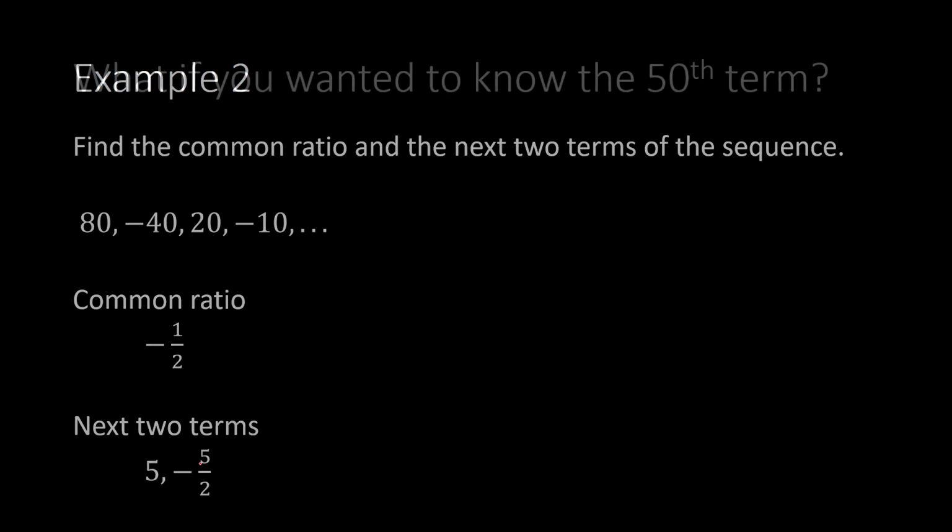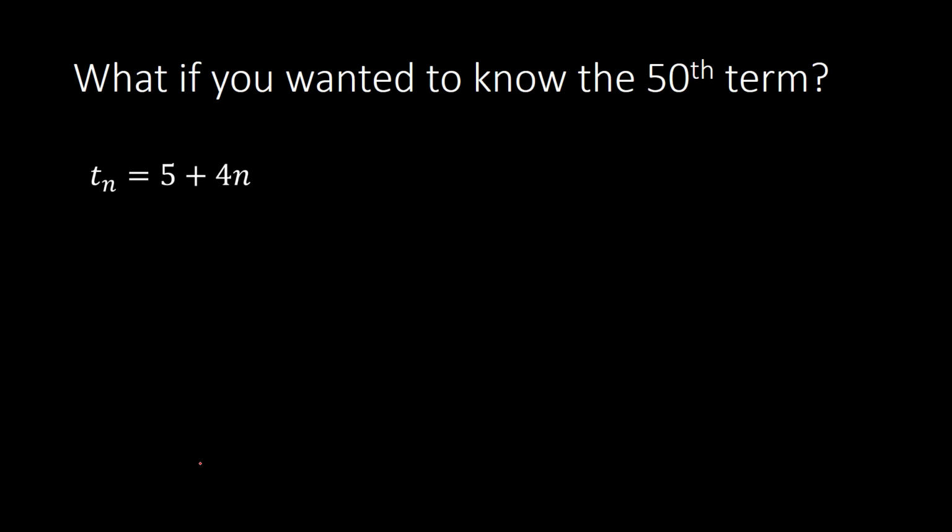Now in this next example, you are given a formula, and the question is, what if you wanted to know the 50th term? So here we are given a formula, whereas later we will have to find the formula ourselves and then figure out the solution. But for now, we're trying to find the 50th term. Well, what I do is I just plug the 50 in for n. Because if I plug that in for n, right here, I'd have t and then 50. And remember, this notation means term 50, or the 50th term.